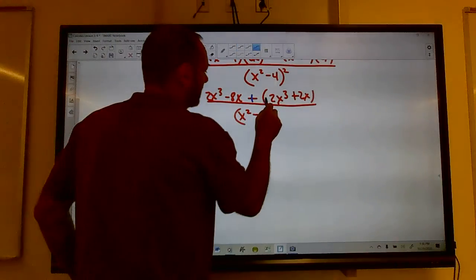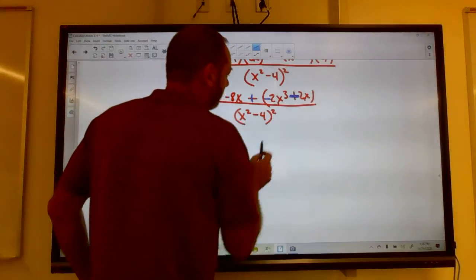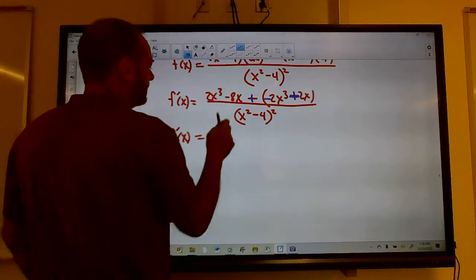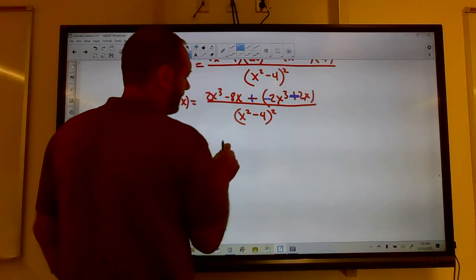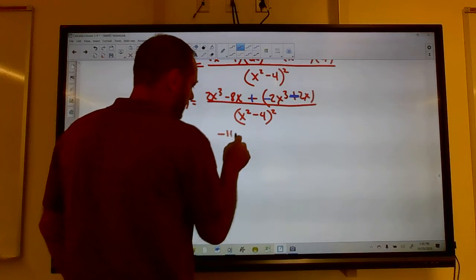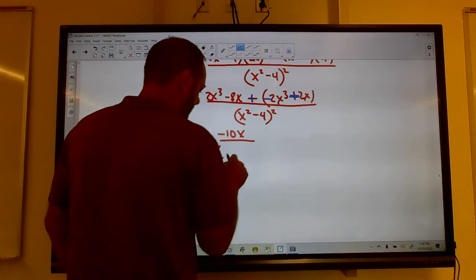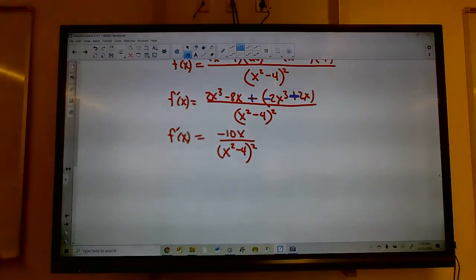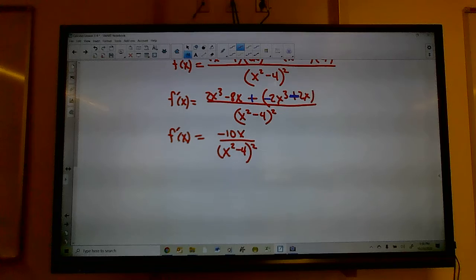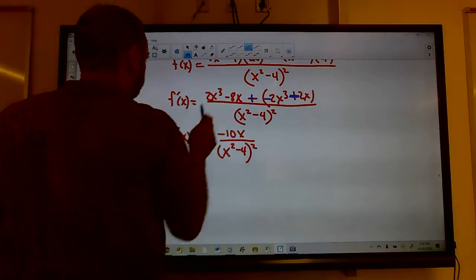Here, let's do this. We'll make that positive, negative, and negative. So then this becomes 2x cubed minus 2x cubed. That goes away. I get negative 8x minus 2x, negative 10x over x squared minus 4 squared. Okay, so there's my first derivative. Now I got to take a second derivative.